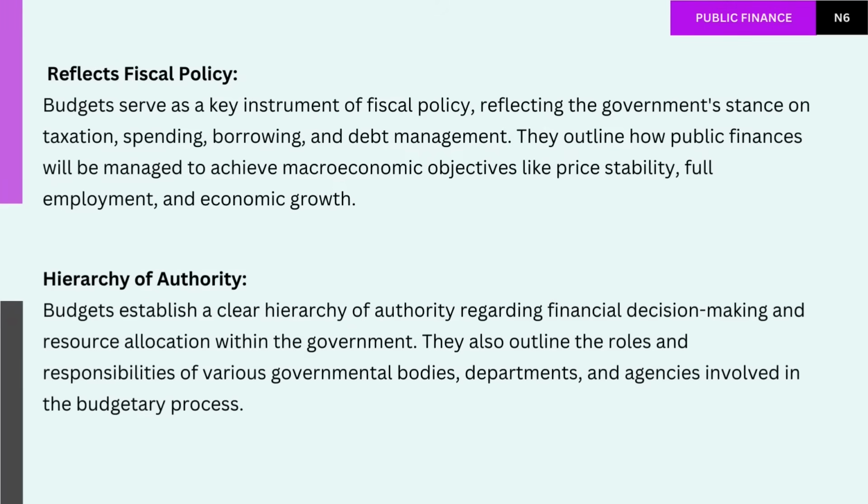6. Hierarchy of authority. Budgets establish a clear hierarchy of authority regarding financial decision-making and resource allocation within the government. They also outline the roles and responsibilities of various governmental bodies, departments, and agencies involved in the budgetary process.